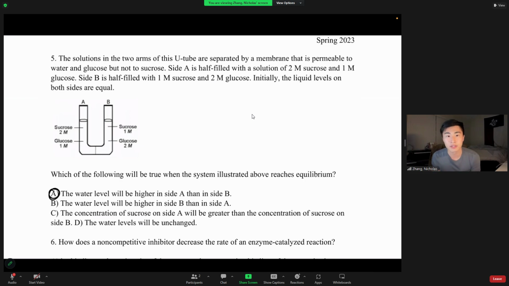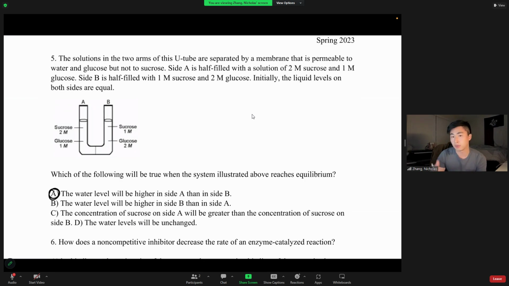5, we have an osmosis question. So the solutions in the two arms of this U-tube are separated by a membrane that is permeable to water and glucose, but not sucrose. Side A is half filled with a solution of 2 molar sucrose and 1 molar glucose. And then the other side is basically the opposite. So initially the levels on both sides are equal.